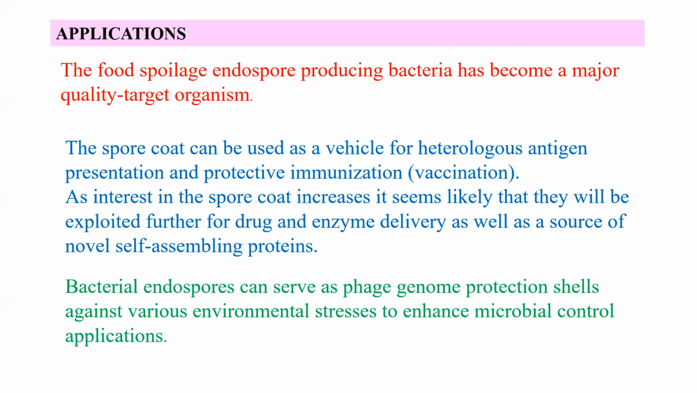The food spoilage endospore-producing bacteria have become a major quality target organism. The spore coat can be used as a vehicle for heterologous antigen presentation and protective immunization or vaccination. As interest in the spore coat increases, it seems likely that it will be exploited further for drug and enzyme delivery, as well as a source of novel self-assembling proteins. Bacterial endospores can serve as fast genome protection shells against various environmental stresses to enhance microbial control applications.